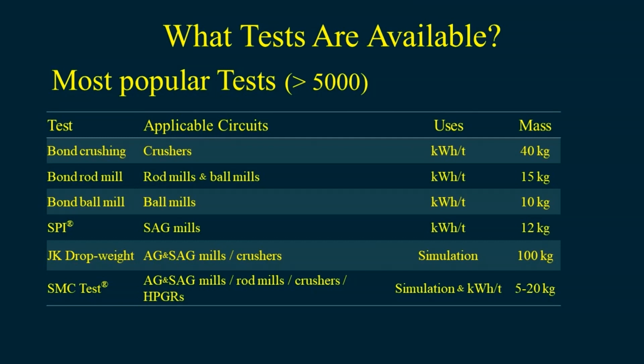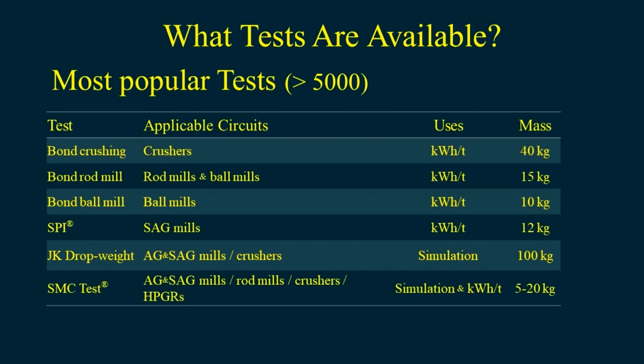The SPI test, their website I don't think has been updated that recently, but a few years ago they had done something like 25,000 tests, so clearly a popular test. JK drop weight test and the SMC test. Each of these tests are used for different purposes. The top 4 can only be used to obtain kilowatt hour per tonne numbers. JK drop weight test has been designed specifically for simulation purposes, and the SMC test has been designed for both purposes, both for developing kilowatt hours per tonne figures as well as simulation.